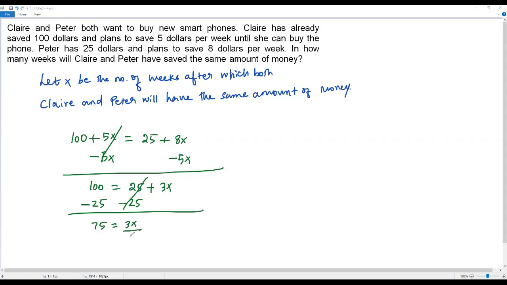Now to solve for x, I have to divide both sides by 3. Then the 3 will cancel out. When I divide 75 by 3, I get 25. So I am getting x equals 25. Actually, x represents the number of weeks after which both of them will have the same amount of money saved. So since x equals 25, after 25 weeks, both Claire and Peter will have saved the same amount of money. So the answer for this question is 25 weeks.